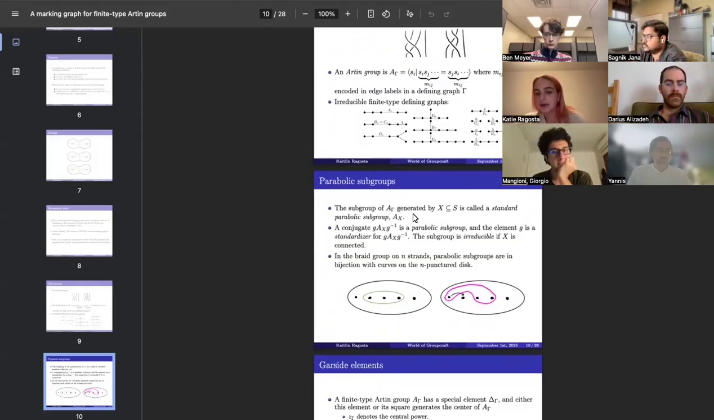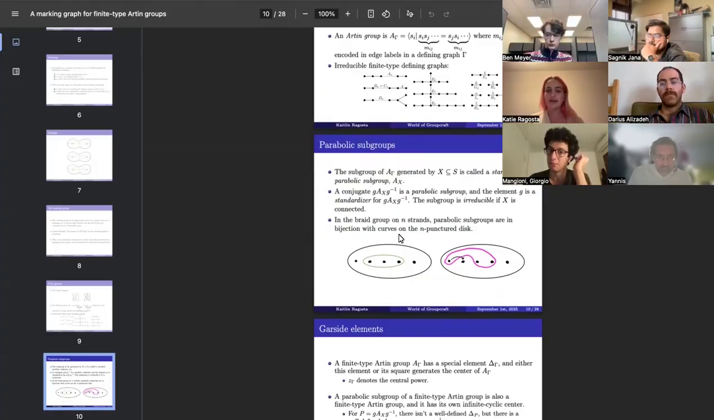The subgroup of an Artin group generated by a subset of the Artin generating set, the generating set in that presentation, is called a standard parabolic subgroup. A conjugate of it is called a parabolic subgroup. The element g is called a standardizer, so that's just a representative for the parabolic subgroup. It's called irreducible if the subset of the defining graph that I picked was connected. So in particular, the subgroup doesn't decompose as a direct product.